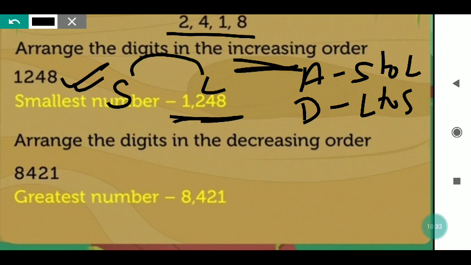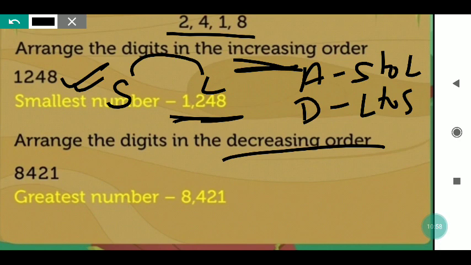Now the next: when the numbers are given to arrange in descending order, it means form the greatest number. Suppose it is written from the greatest or the largest number, a question like this may be given to you. So what you will do is arrange the numbers in that case from the largest to the smallest, in decreasing order. Why in decreasing?